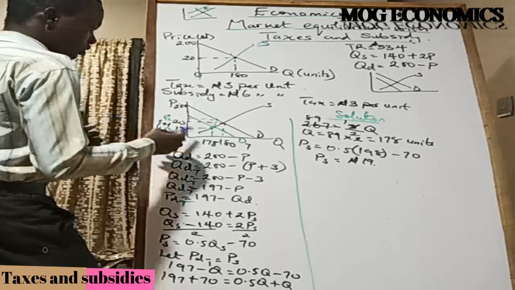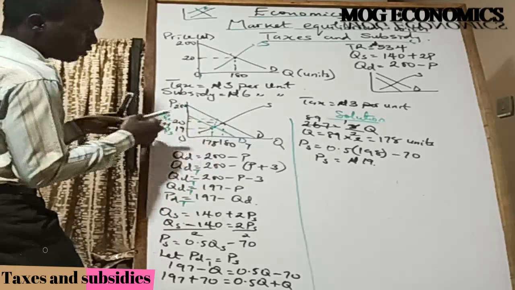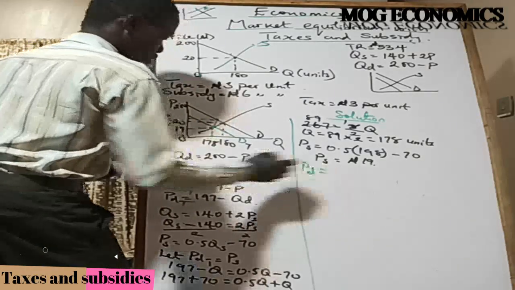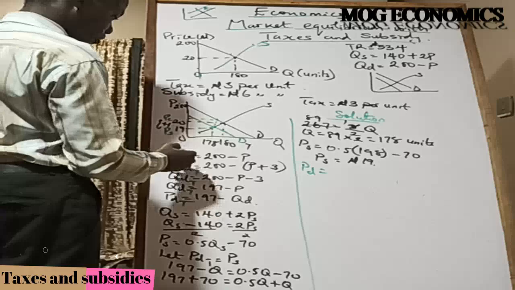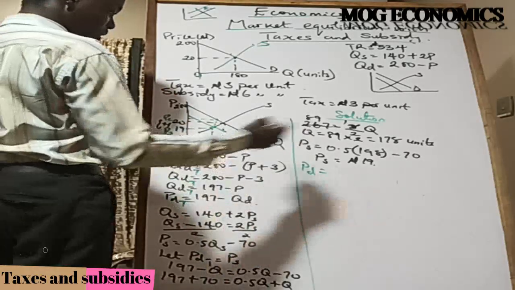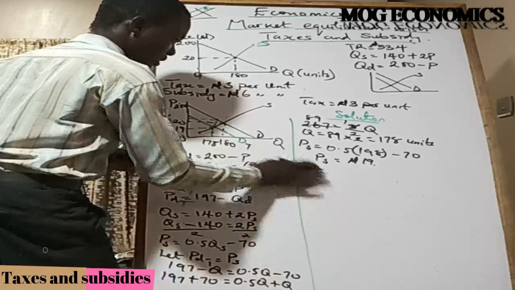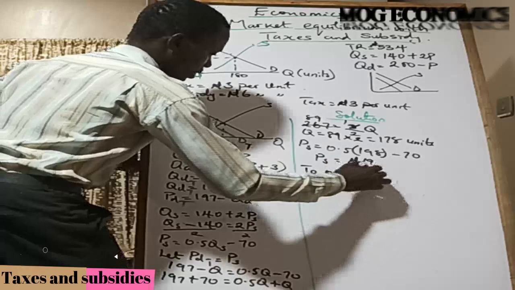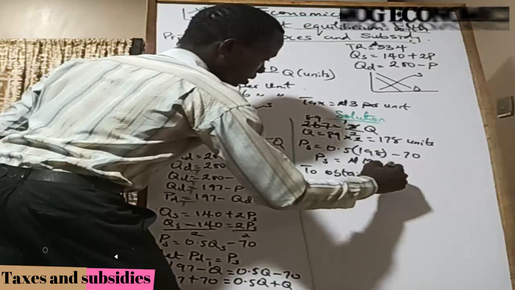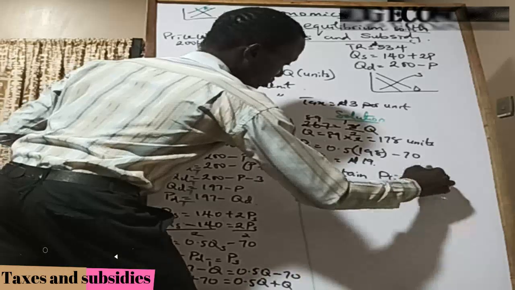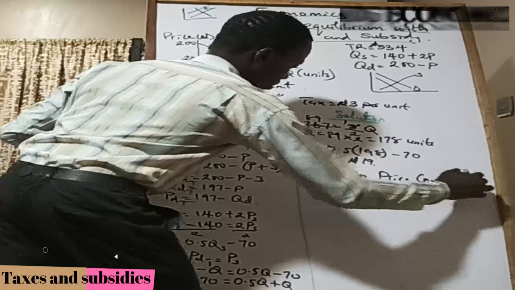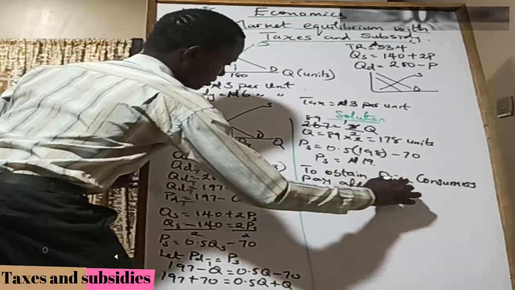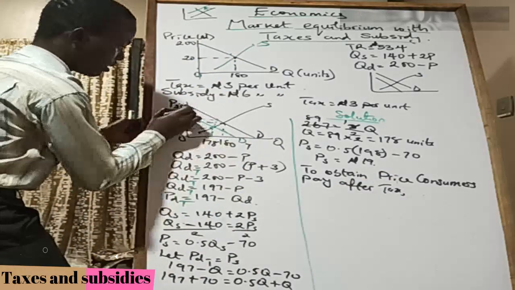So how then do we get the PD? To get PD, we trace it to the old demand curve. So our PD will be equal to, okay, this was the old demand curve before we added the tax, just QD equals 200 minus whatever. So in fact, you can just use the QD like that. So to obtain the price consumers pay after tax, we use the old demand curve.